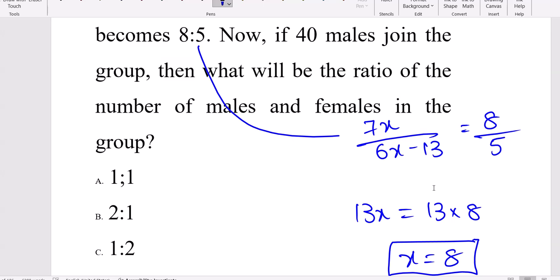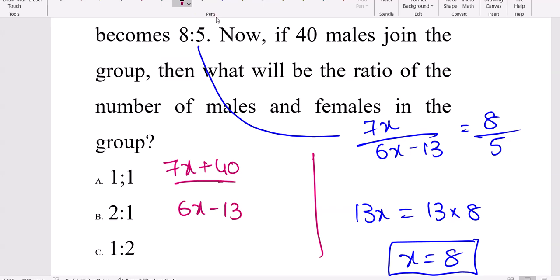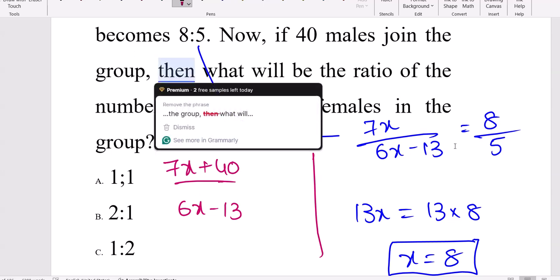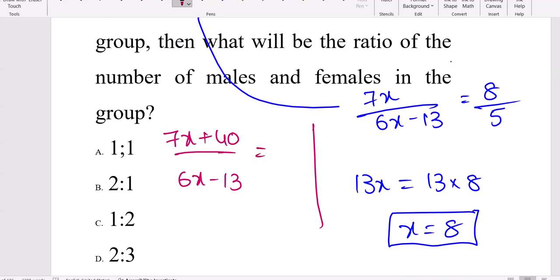Keep that in mind. So 7x divided by 6x minus 13, and that is equal to 8 by 5. That you need to understand. Now you got the x value 8, fine. Then what is the scenario? Males and females, when males are added, how many? 40. It's 7x plus 40 in the numerator. The denominator is 6x minus 13, because already 13 people went out, right? So the numerator is 7 into 8, 56 plus 40, 96. Denominator 48 minus 13, which is 35.